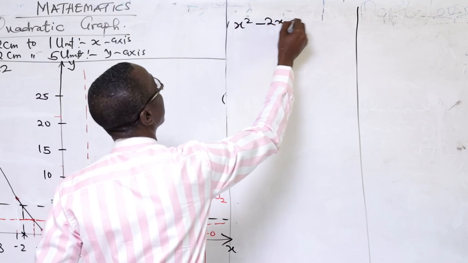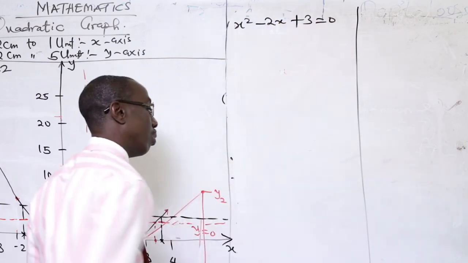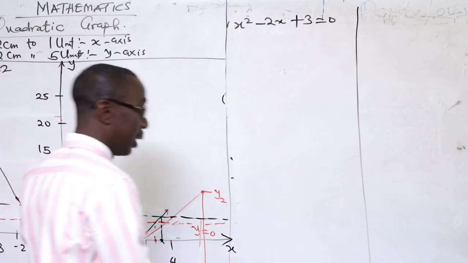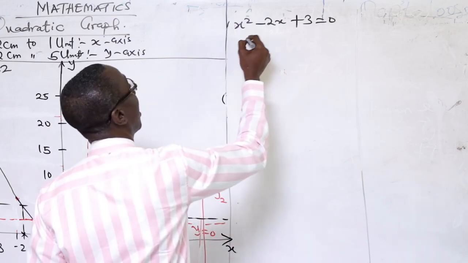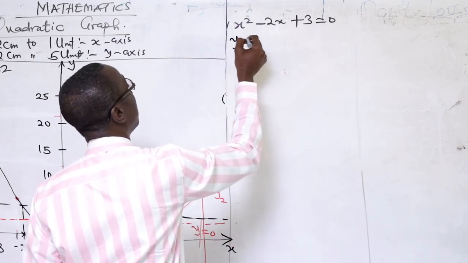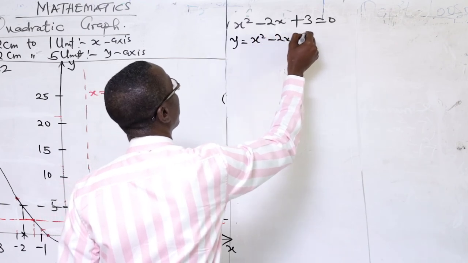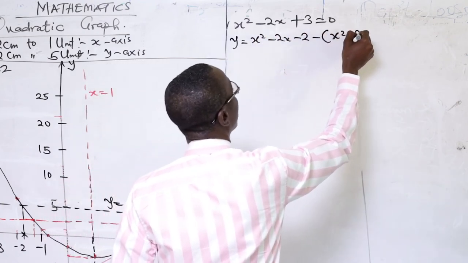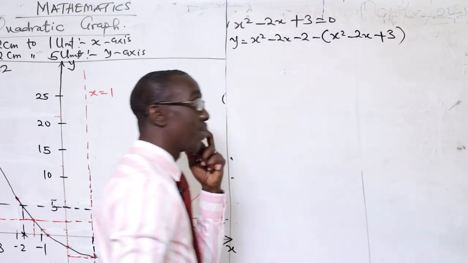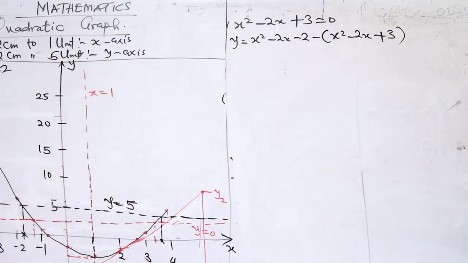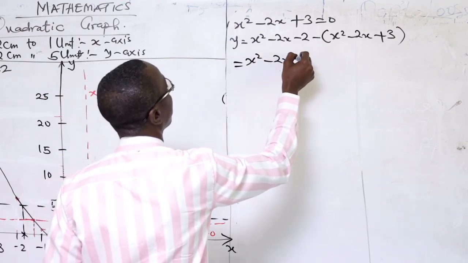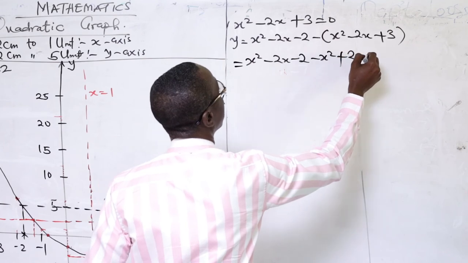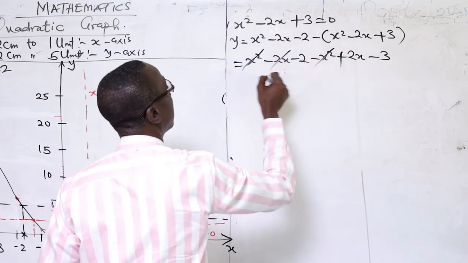Oh, okay, let's quickly check it. I think I remember why I included it. Let's quickly check that. This is also an unknown equation. Y will be x squared minus 2x minus 2 minus x squared minus 2x plus 3, using the approach of y is equal to the known equation minus the unknown equation. This would be x squared minus 2x minus 2 minus x squared plus 2x minus 3. Take that, and I have y is equal to minus 5.